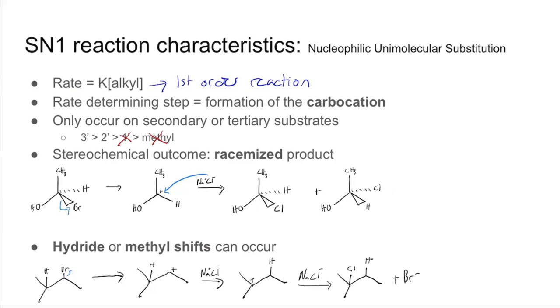And now, lastly, hydride or methyl shifts can occur during SN1 reactions because you have that carbocation intermediate. So this is an example of an SN1 reaction where you might have a hydride and methyl shift. Very important to keep in mind when you're doing practice problems or taking your exam this week.